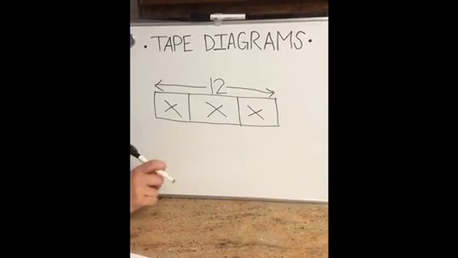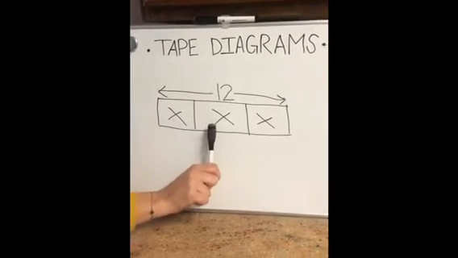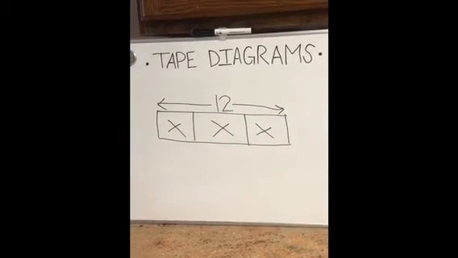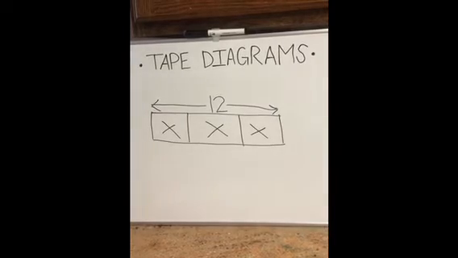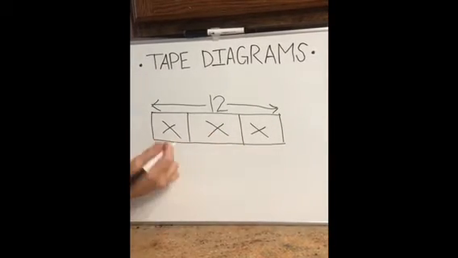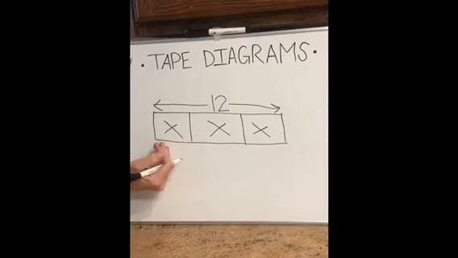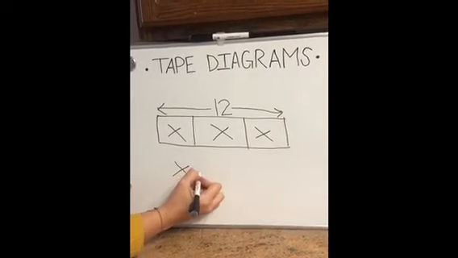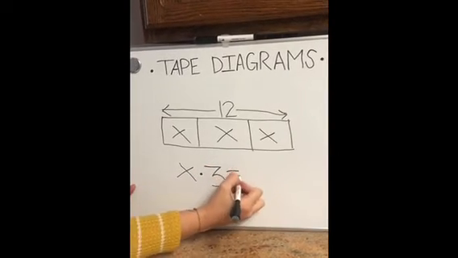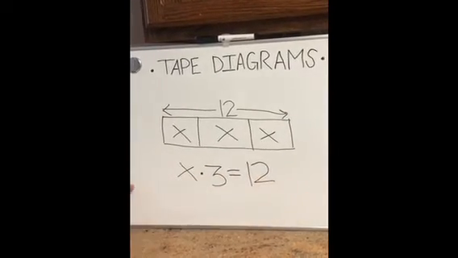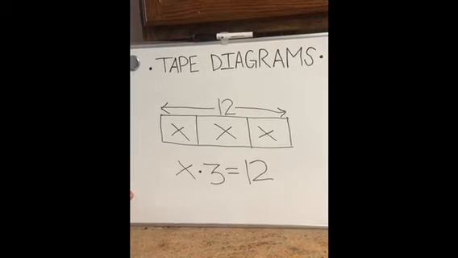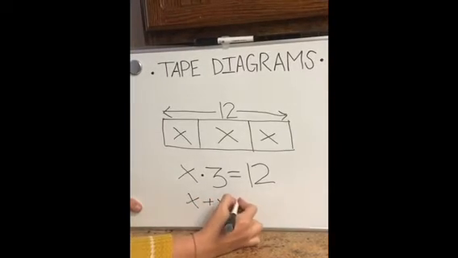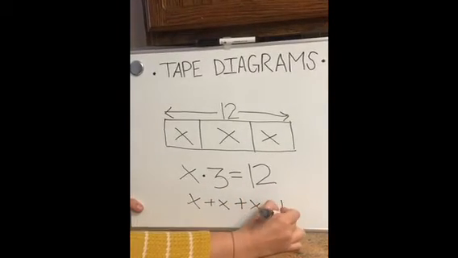All right, so here's another problem. We've got x, x, and x equals 12. So there's multiple ways that we can write this one. We can use x, and how many times do we see it here? 1, 2, and 3. So we can do x times 3 equals 12. That is one algebraic expression we can write for this. If you want to make it easy, you can go ahead and just say x plus x plus x equals 12.